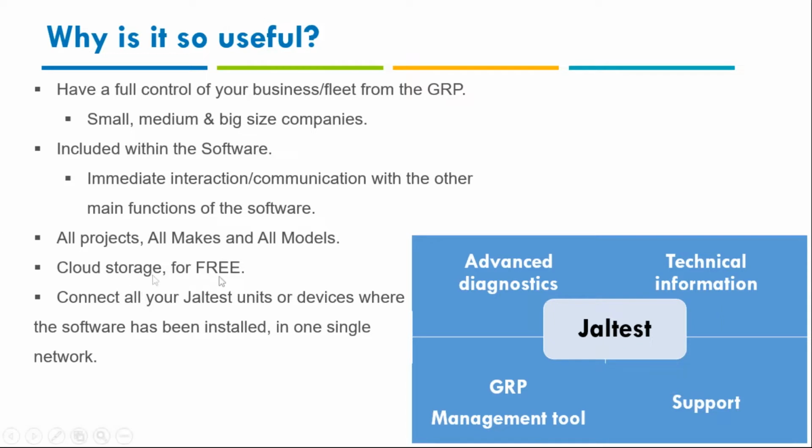Okay, cloud storage for free. So we can store our information on the cloud and we can communicate all the tools that we have or different softwares, because with every tool, we have a serial number, we can install it in up to 3 devices, computers or tablets. Okay, if we have, for example, 2 tools, we can install in up to 6 devices. So we can connect all those devices in the same network, and we can do it for free. So connect everything, Jaltest units or devices. Okay, you can be a single Jaltest user, but you want to install in 2 or 3 computers. Okay, you can connect everything in one single network.